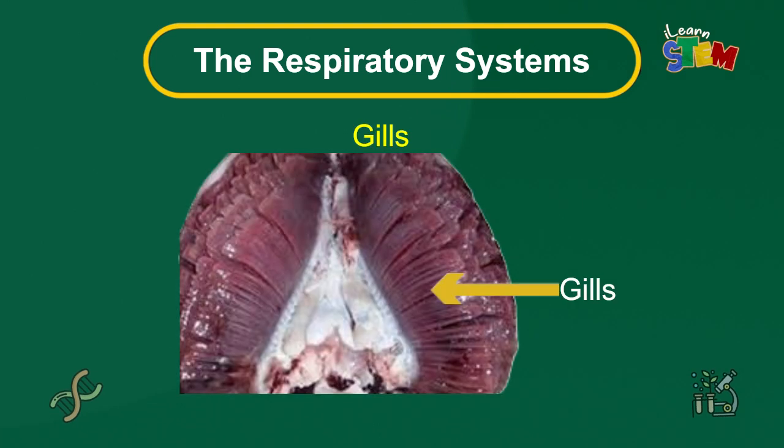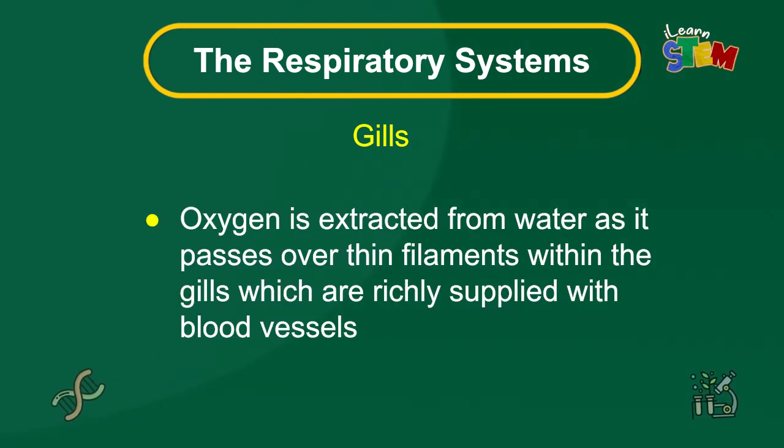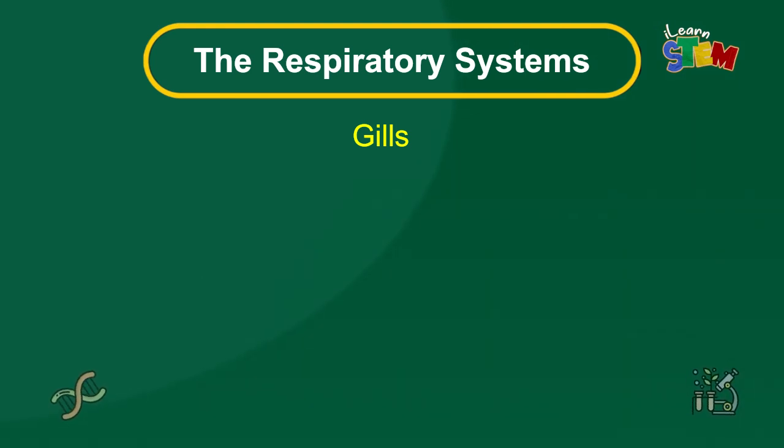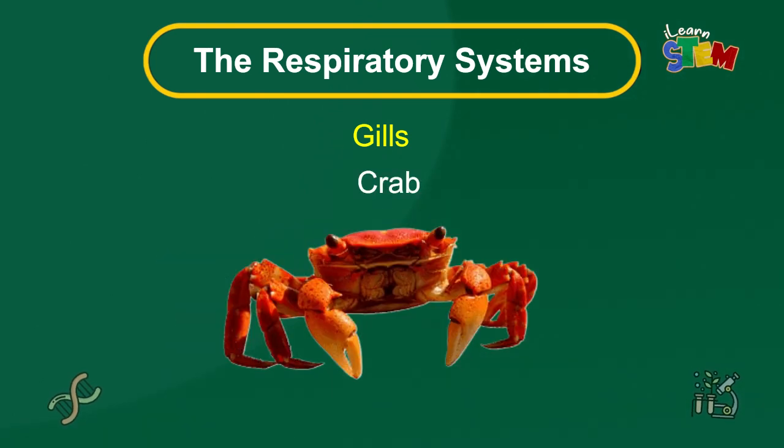Let's move on to the gills. Gills are specialized organs for gas exchange in water. Oxygen is extracted from water as it passes over thin filaments within the gills, which are richly supplied with blood vessels. This kind of respiratory system is found in fish, crabs, and other aquatic animals.